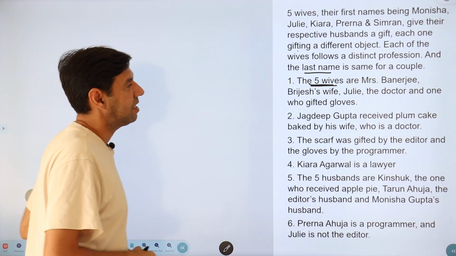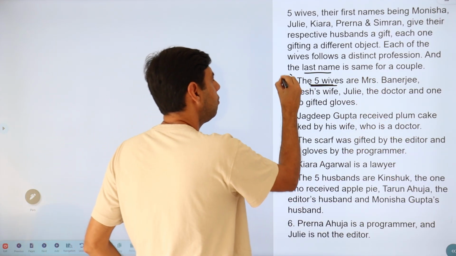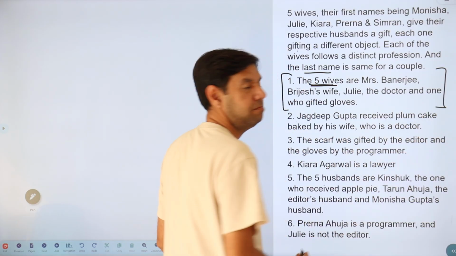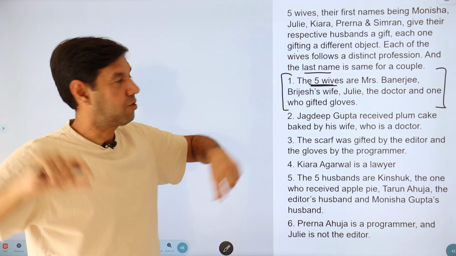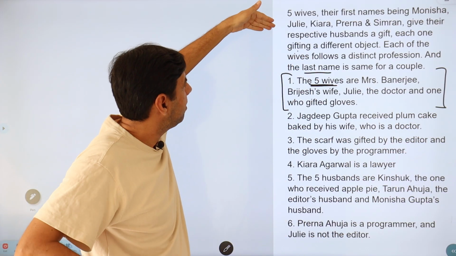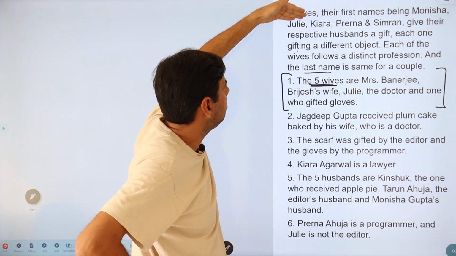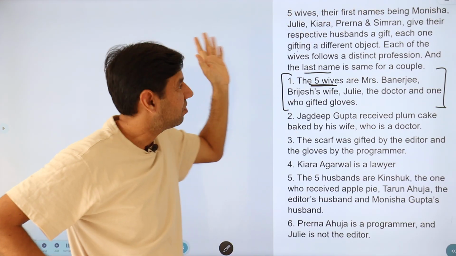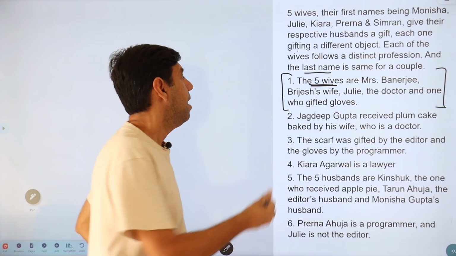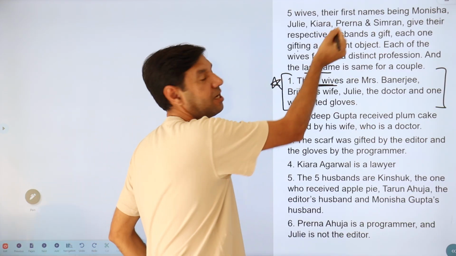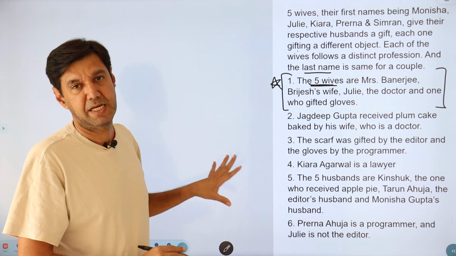What happens is typically, the header row or the column, the first row, the column headings, people would start by taking them as Monisha, Julie, Kiera, Prerna, Simran, because that's the first set of data that comes. But when such data comes, that's not a great idea. That is the biggest learning in this set.